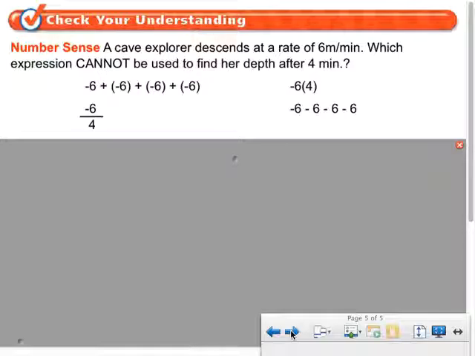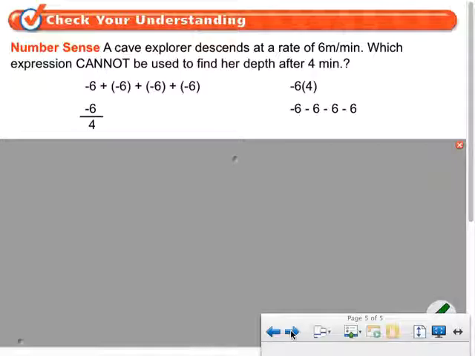What are we doing? We're going to multiply. So which of these is a representation of multiplying by negative 6? Which one's showing me multiply by negative 6?